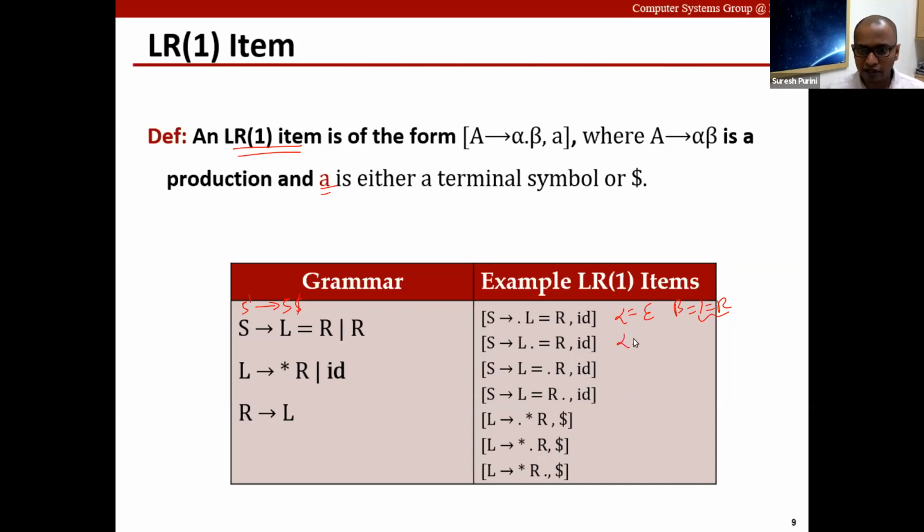In the second case, which is also an LR1 item, alpha is equal to L and beta is equal to R, and A is ID. So this dot can be positioned anywhere in L equal to R. Like in the last one here, if you see this particular LR1 item, alpha is equal to L equal to R and beta is equal to epsilon and A is ID.